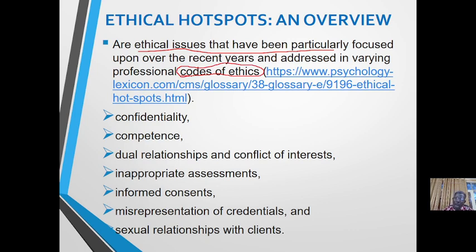So there are some of the issues we have to concentrate on if we want to examine the conduct of our teachers. But generally, in the professional code of ethics, there are general issues which have been enumerated and established as issues to concentrate on if one wants to understand the conduct of being professional. They are confidentiality, competence, dual relationships and conflict of interest, inappropriate assessment, informed consent, misrepresentation of credentials, and sexual relationships with clients.